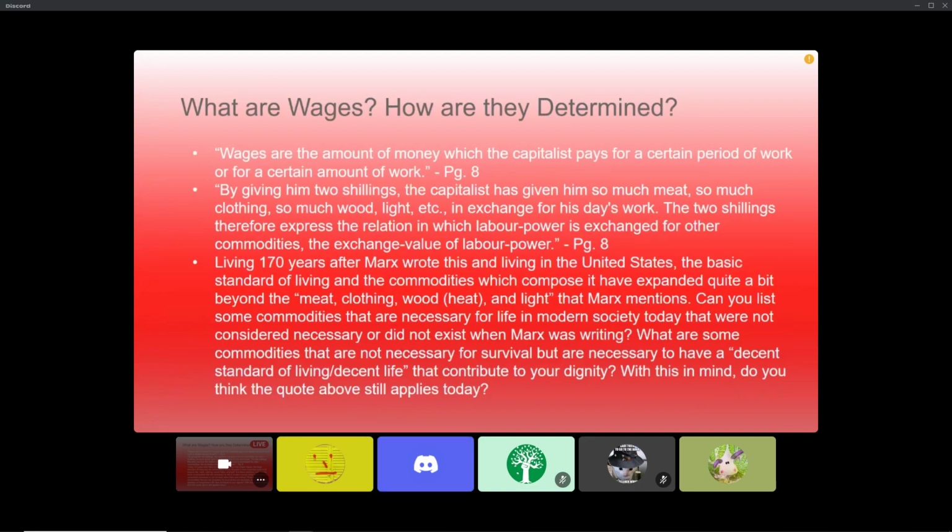So, wages are the amount of money which the capitalist pays for a certain period of work or for a certain amount of work. By giving him, the laborer, 2 shillings, the capitalist has given them so much meat, so much clothing, so much wood, light, in exchange for their day's work. The 2 shillings, therefore, express the relation in which labor power is exchanged for other commodities, the exchange value of labor power.